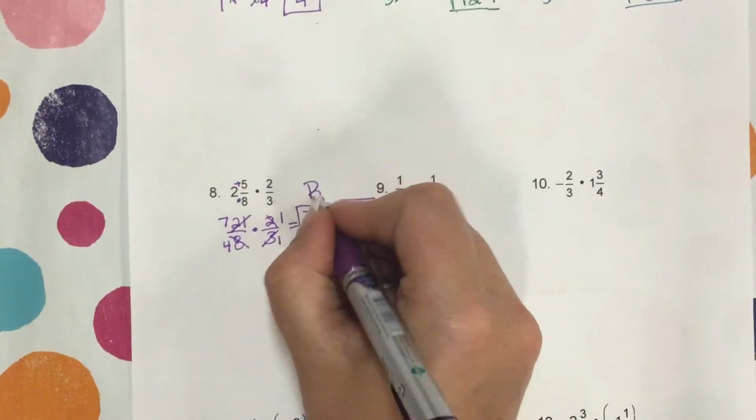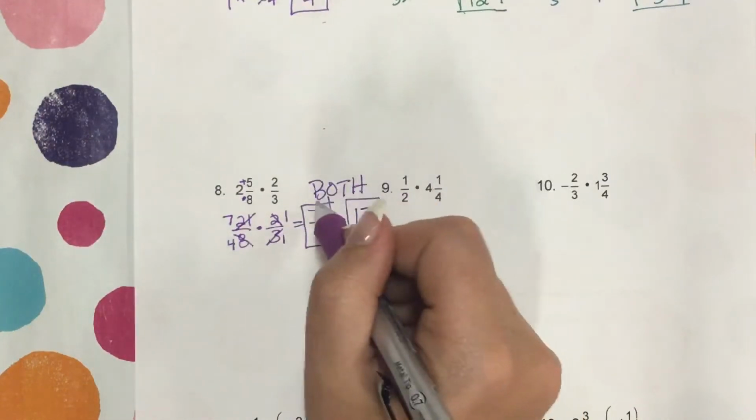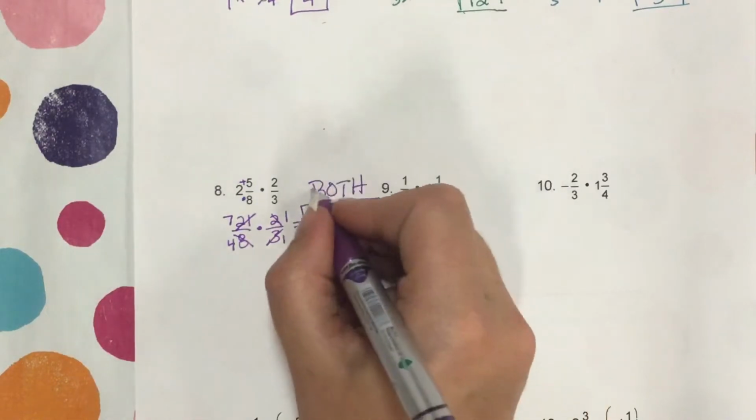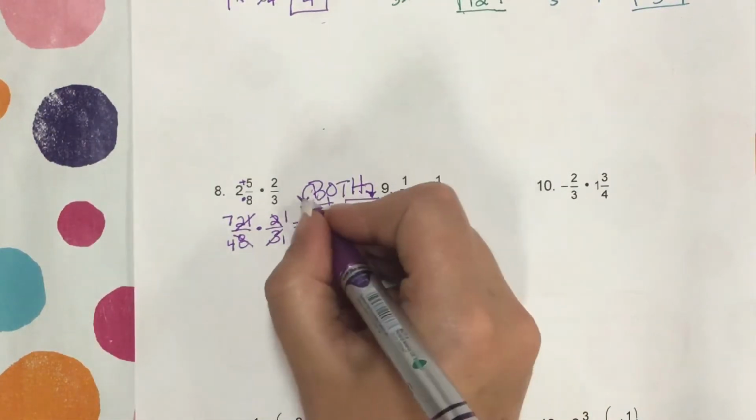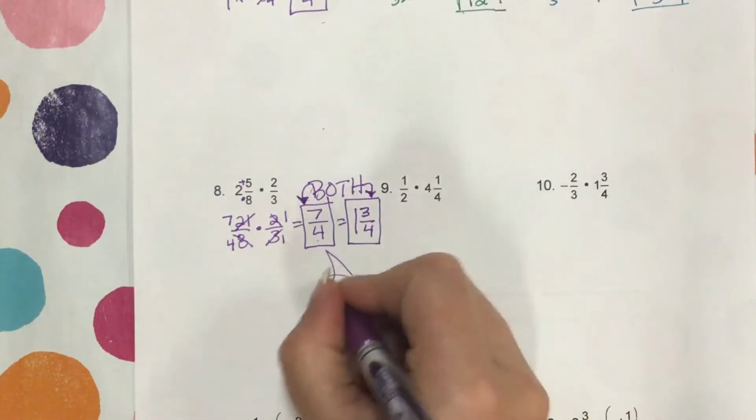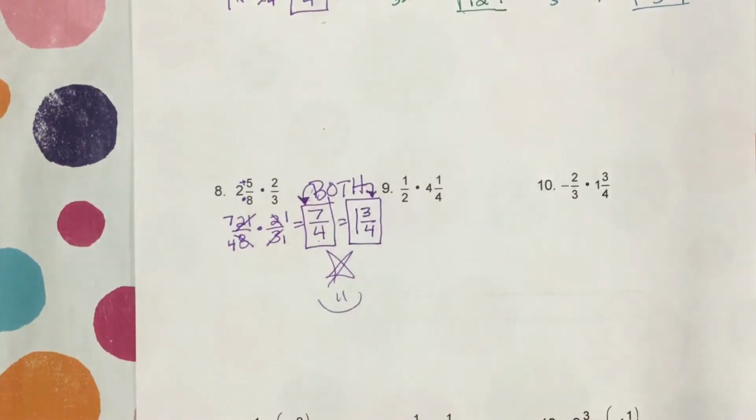So I want you to write both answers. I don't want you to write the word both, but I want you to have this answer and this answer on your paper, the improper fraction and the mixed number. So if you did that, great job. You get a smiley face. That's for you. Okay, on to the next one.